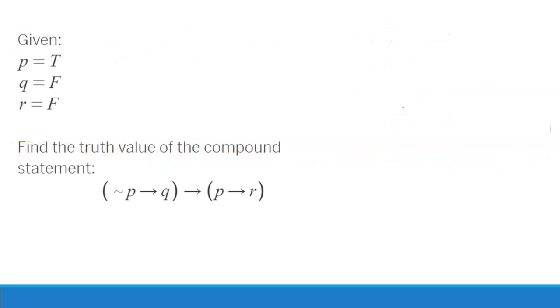Given P is true, Q is false, and R is false, find the truth value of this compound statement. Pause the video and see if you can come up with a solution.